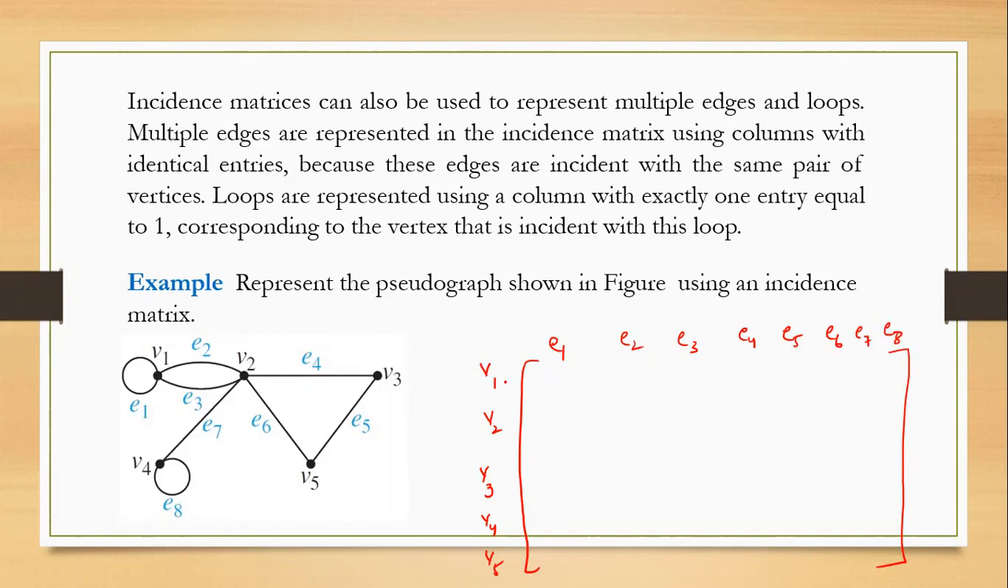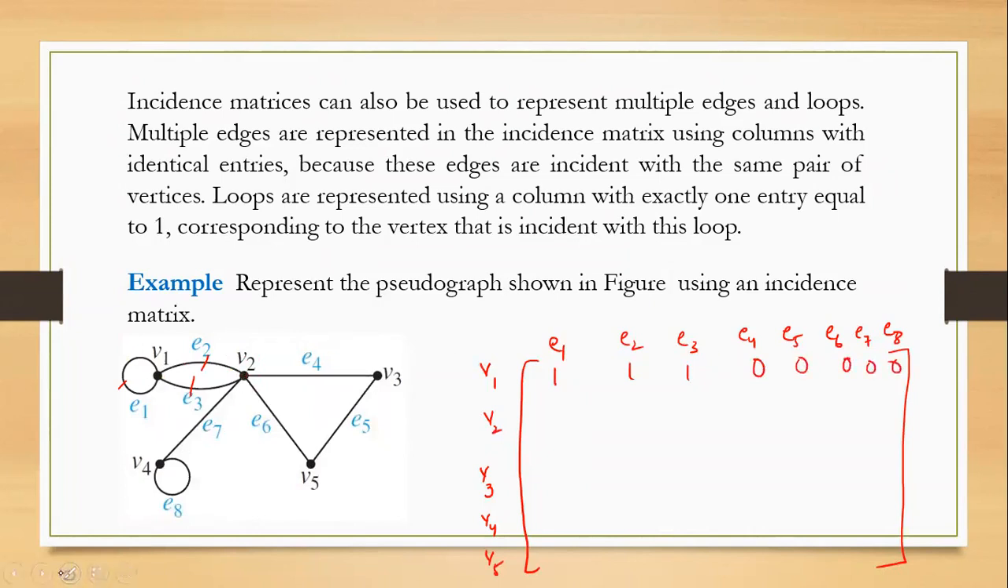Now for the first one, V1, we will check to which edges it is incident. It is incident to E1, E2 and E3. There are multiple edges, so we have taken multiple edges over here. E2 is also taken, E3 is also taken. So we will write 1, 1, 1 and then all zeros.